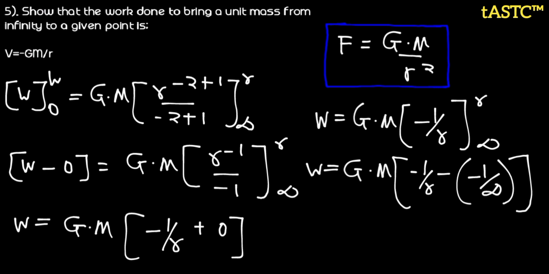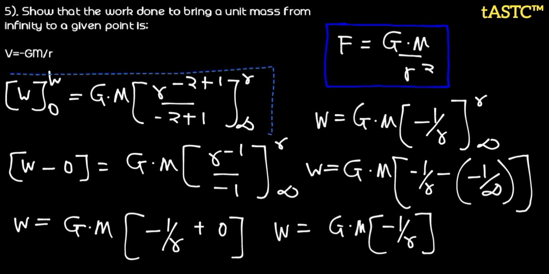That is basically reasonable because we have 1 divided by infinity. That should give you 0 because infinity is actually very large. So having 1 divided by infinity, that should give you 0. Now, negative 0 actually doesn't exist. Moreover, a negative multiplied by another negative will give you positive. So we should basically have a negative 1 over r left. So in this case, we can see that W is equal to G multiplied by M, and that is multiplied by negative 1 divided by r.